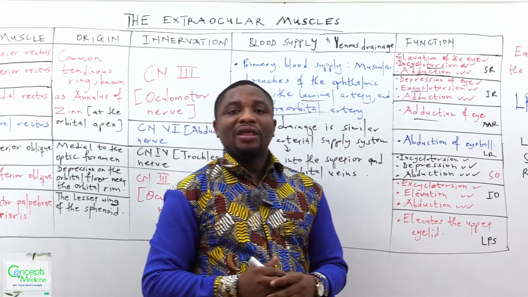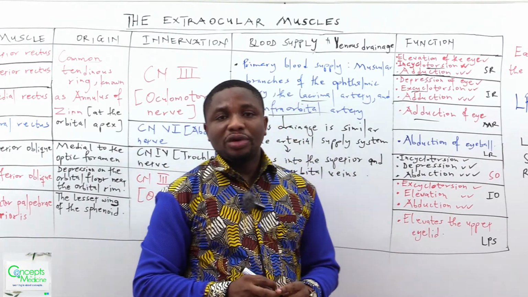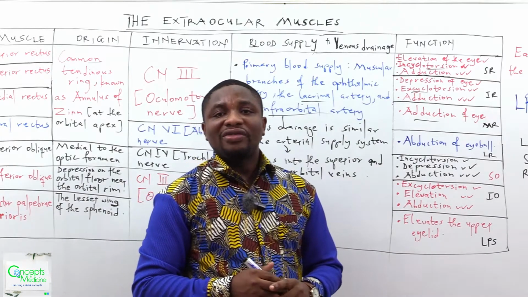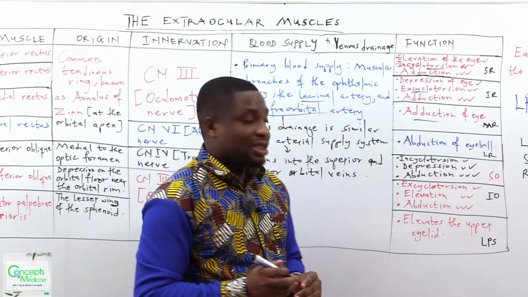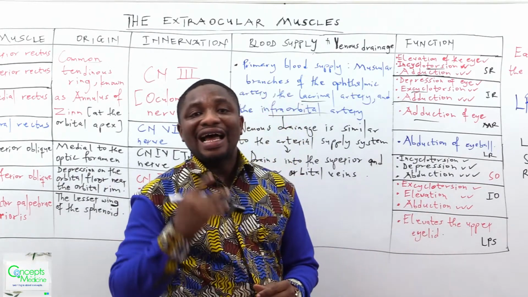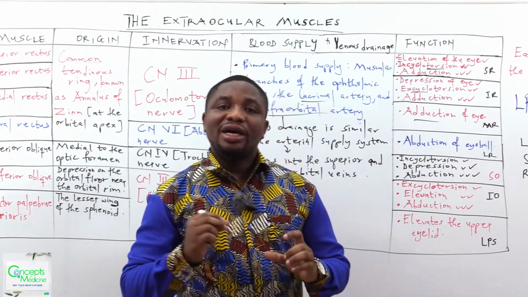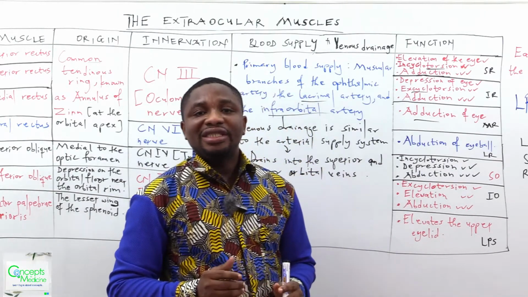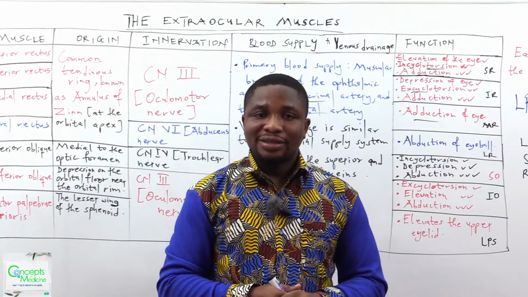Then finally, the levator palpebrae superioris. For the levator palpebrae superioris, it has only one function, which is primary, which is elevating the upper eyelid. So the levator palpebrae superioris only elevates the upper eyelid.